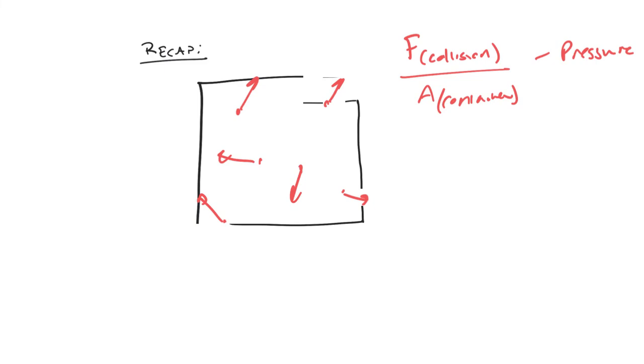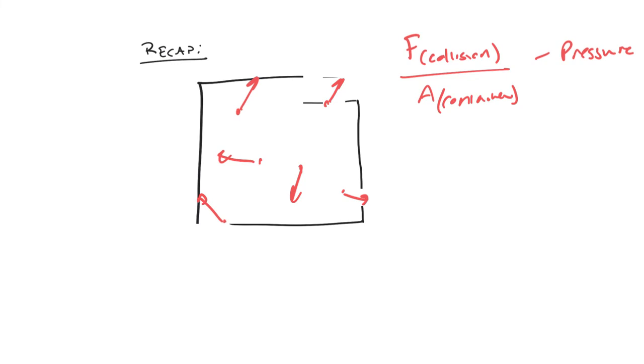We can change the pressure inside the container by changing the area, so changing the volume, the surface area, by changing the force of the collision, or by changing the number of collisions. All of these things will affect the pressure, as you saw with the syringe activity that we played with.